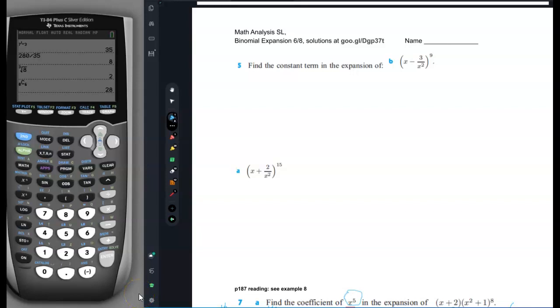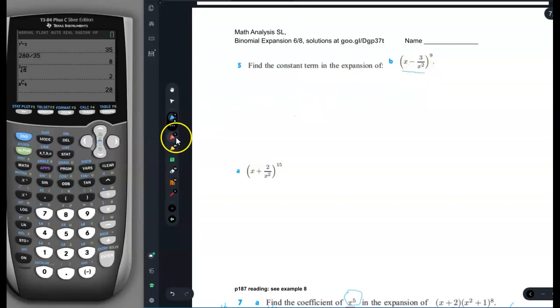Okay, page 6, number 5. So for this video, we're going to be doing everything using the algebra method. If you want to look at the non-algebra method, please go see the other video. Find the constant term in the expansion of this.